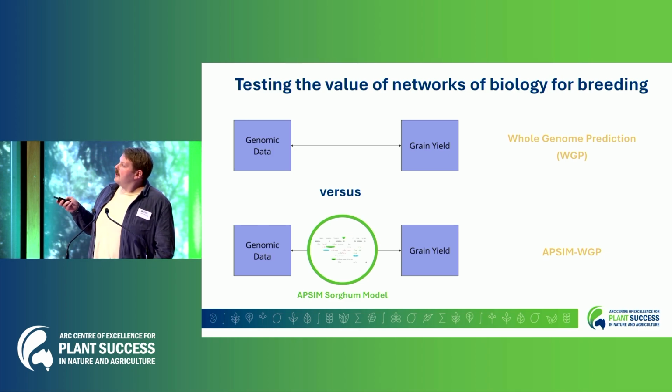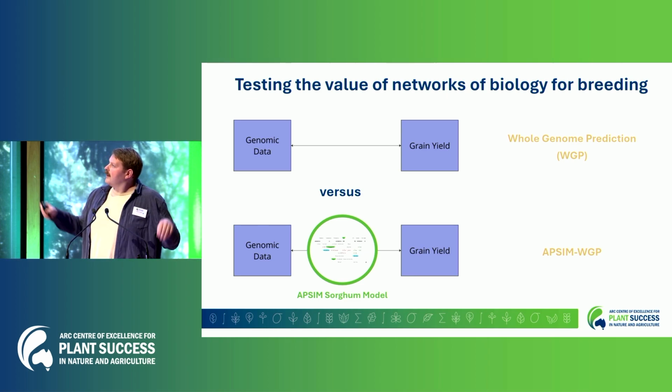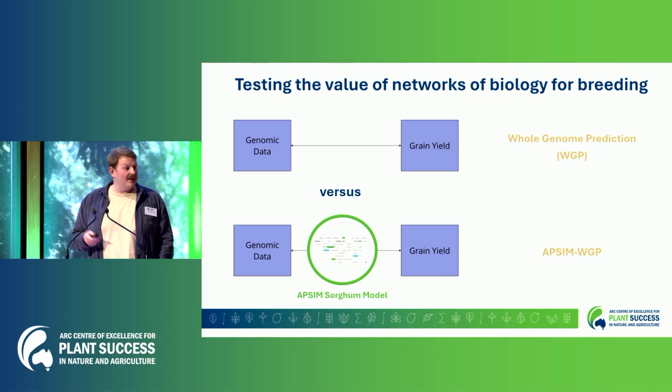What we do is we drop the APSIM sorghum model in between, which captures a lot of these underlying developmental and growth processes in a mathematical framework to connect these two pieces of information that sit at extreme ends of the biological hierarchy. And then we're going to train this on our data set and see what comes out.